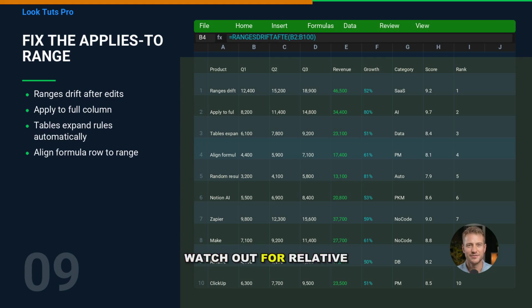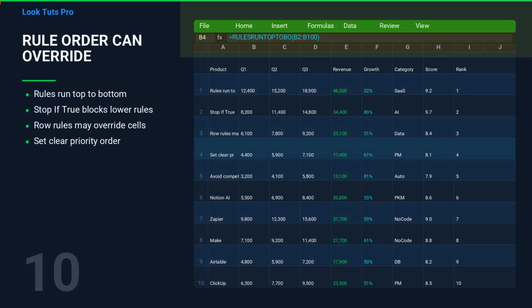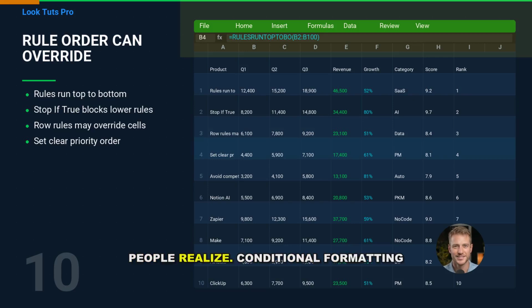Also watch out for relative references inside the formula. If your formula uses A2, but your applies-to range starts at A5, Excel will shift the logic. The safest pattern is to align the top-left cell of the applies-to range with the row number in your formula. When results look random, check two things: the applies-to range and whether the formula reference matches that starting row.